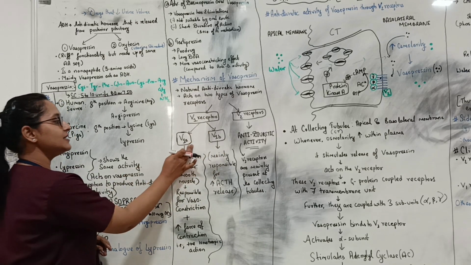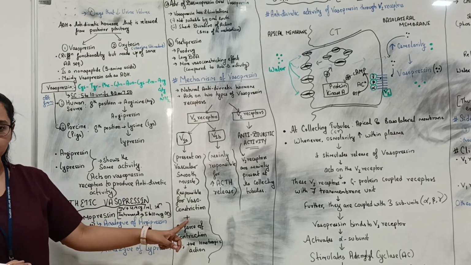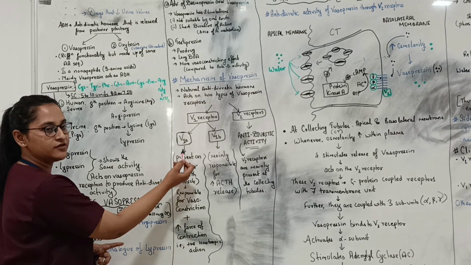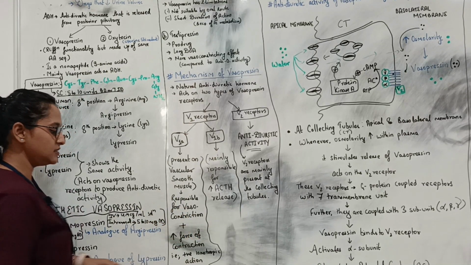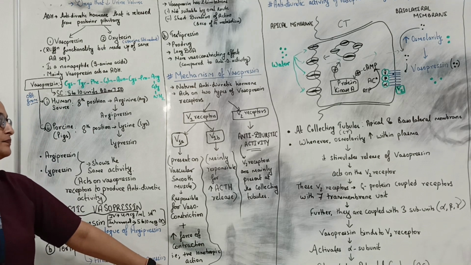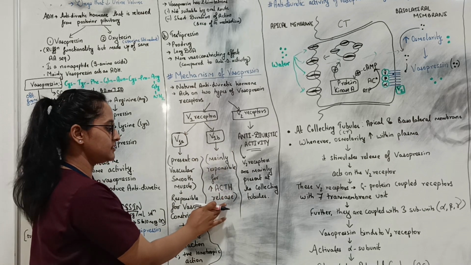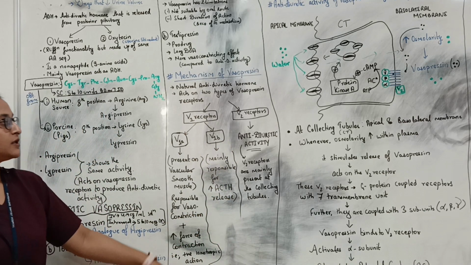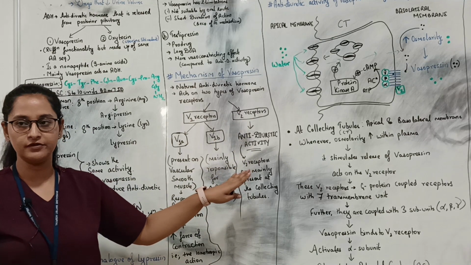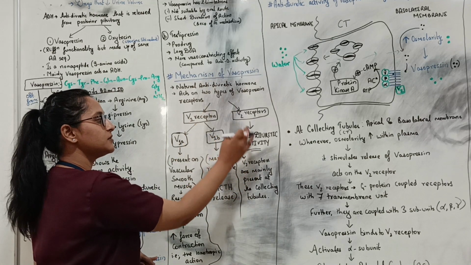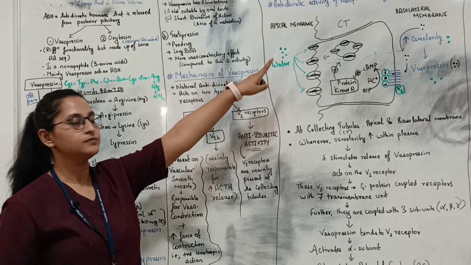Okay, so V1A receptor is present on the vascular smooth muscle. Fine. And it is responsible for vasoconstriction and increased force of contraction, that is positive inotropic action. Fine. And V1B receptors are mainly responsible for increased release of ACTH, adrenocorticotropic hormone. Okay. And now coming to V2 receptors, V2 receptors have the main antidiuretic activity. So further I'll explain only the V2 receptor, how it acts. And V2 receptors are mainly present in the collecting tubules, CT.